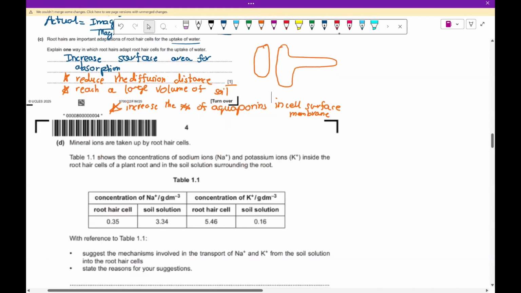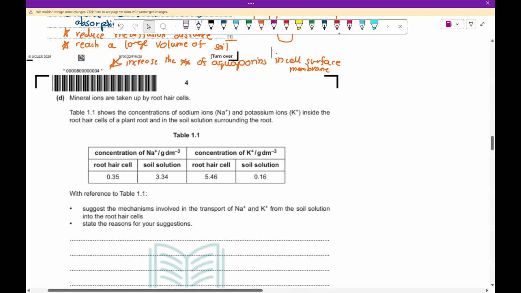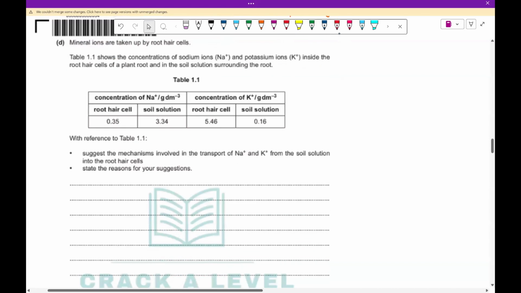Mineral ions are taken up by root hair cells. Table 1.1 shows the concentration of sodium ions and potassium ions inside the root hair cells of a plant root and in the soil solution surrounding the root. Use the information in table 1.1 to suggest the mechanisms involved in transfer of the sodium and potassium ions from the soil solution into the root hair cells. State the reasons for your suggestions.